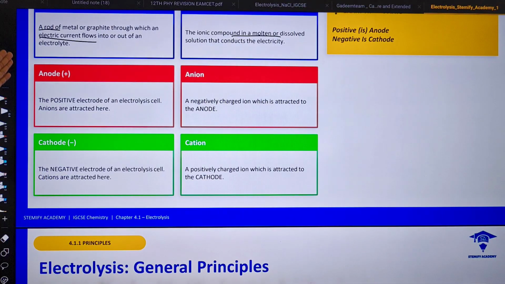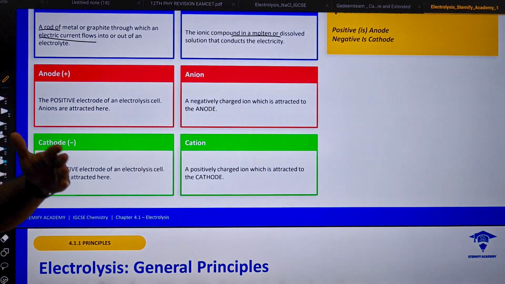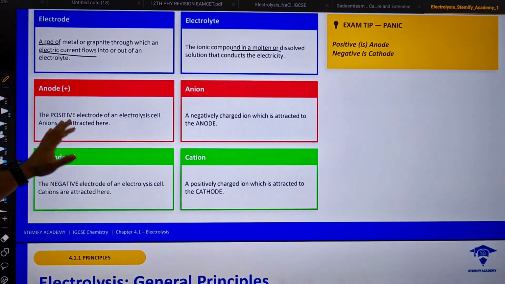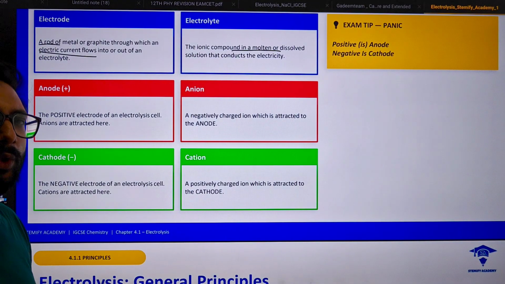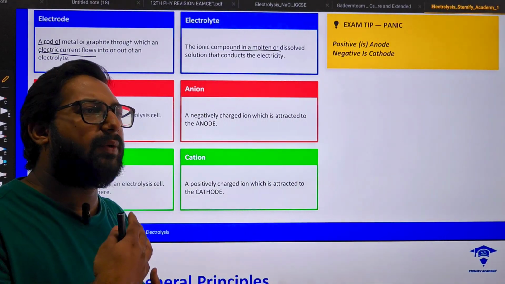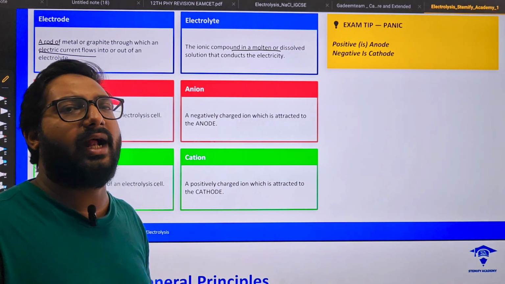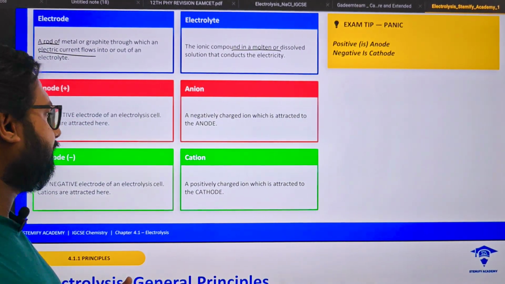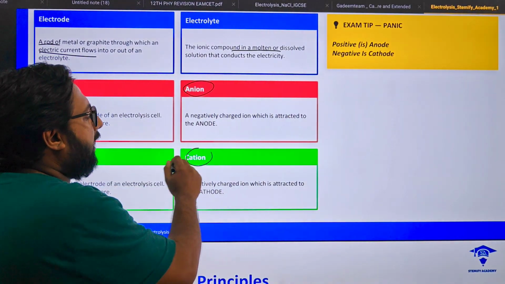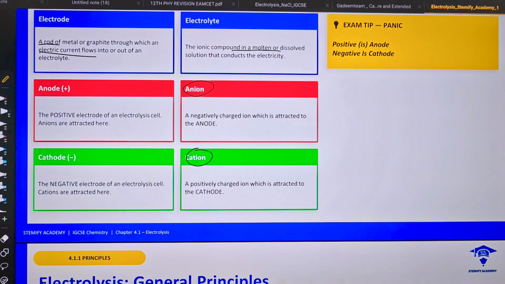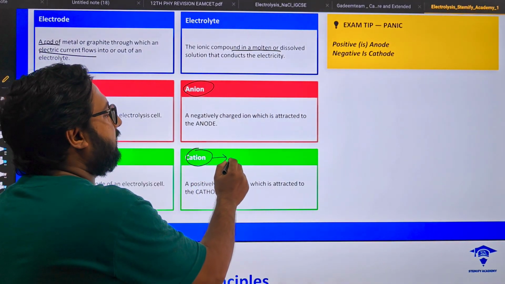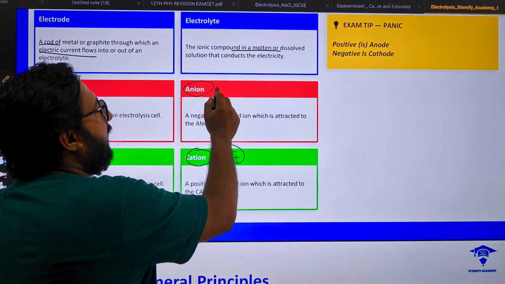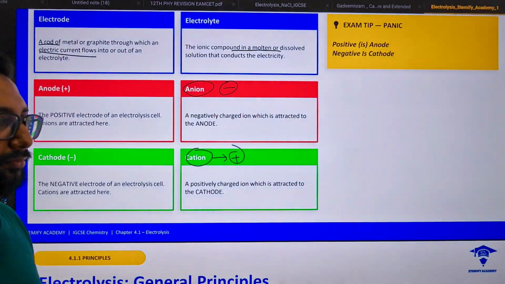When understanding electrodes, we have two types of electrodes, which are anode and cathode. Students generally get confused between anode, anion, cathode, and cation. So let us understand this. Anion and cation are ions. Cation is a positive ion and anion is a negative ion.